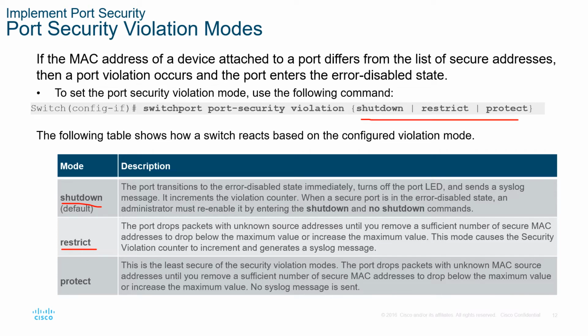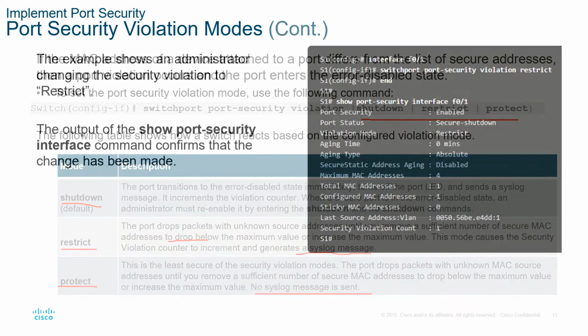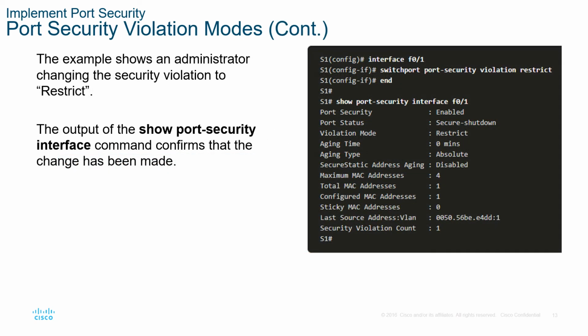The port will not be shut down, but the attacker, for example, the unauthorized one, will not be able to send the frame. So what the switch will do is just drop what is being sent by the attacker. Protect is the same thing. The difference is that in the restrict, there's a notification. In the protect, there's no syslog message. So here's an example.